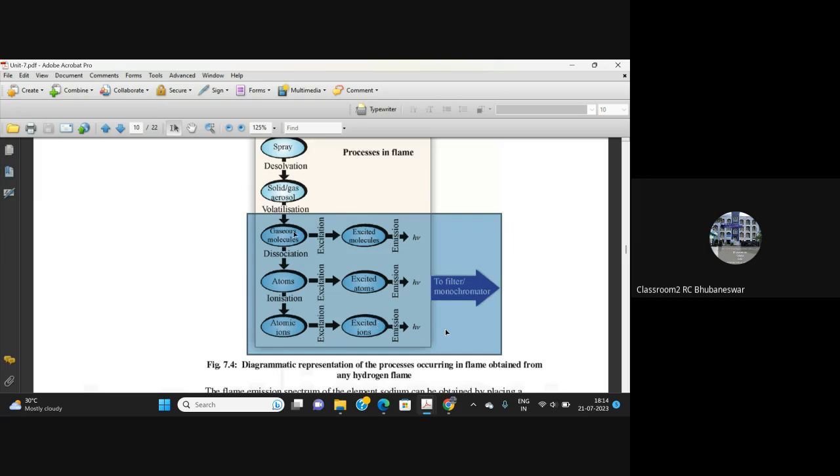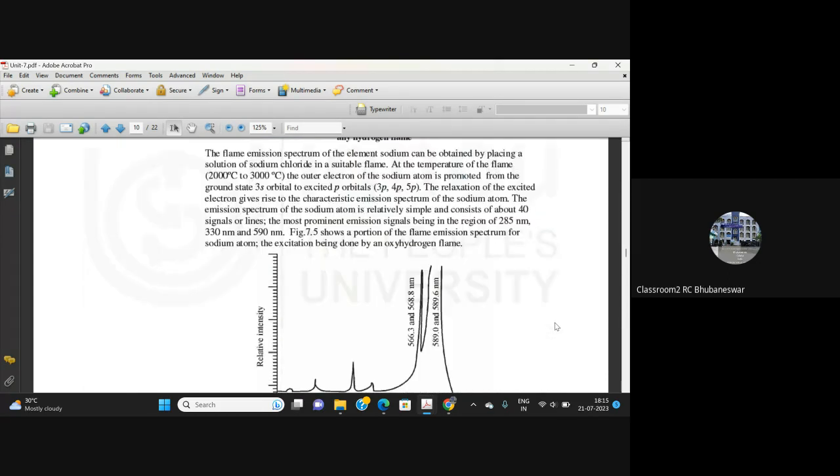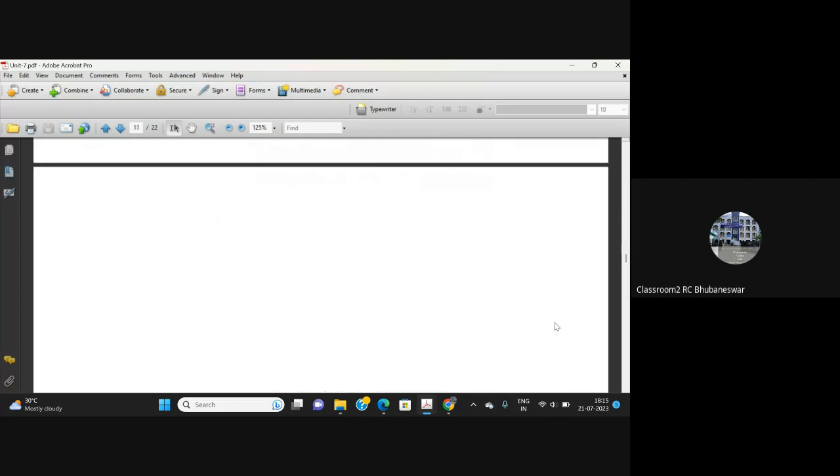Then emission happens. After emission, you monitor the radiation coming back; it passes through the filter or monochromator. Then your detector will be there to detect it. I will show you in the subsequent parts.